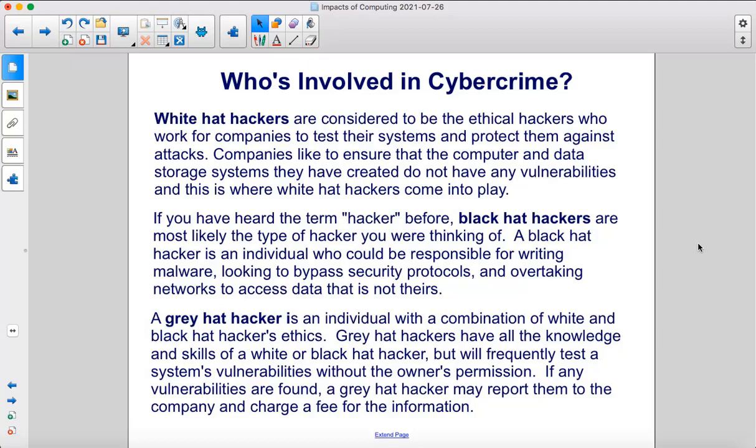A gray hat hacker is an individual with a combination of white and black hat hackers' ethics. Gray hat hackers have all the knowledge and skills of a white or black hat hacker, but will frequently test a system's vulnerabilities without the owner's permission. If any vulnerabilities are found, a gray hat hacker may report them to the company and charge a fee for the information.